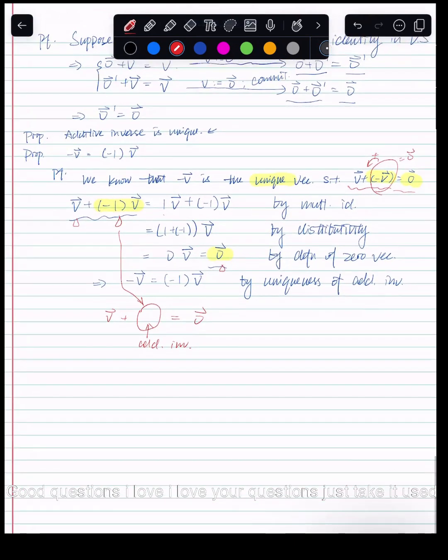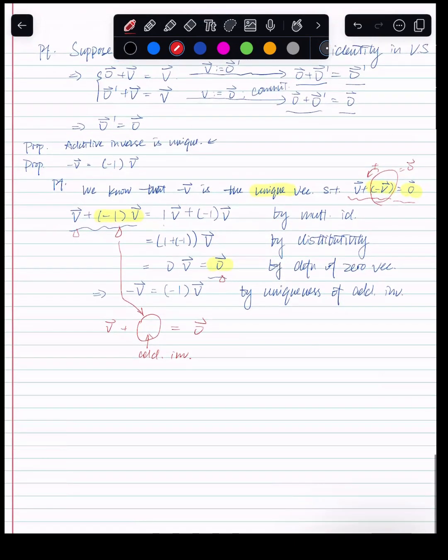Good questions. I love your questions. I just get confused. Yeah, this could be very abstract, and many students, when they first encounter proofs, don't even know how to ask questions because they don't know what they want to know. So I really love your questions.